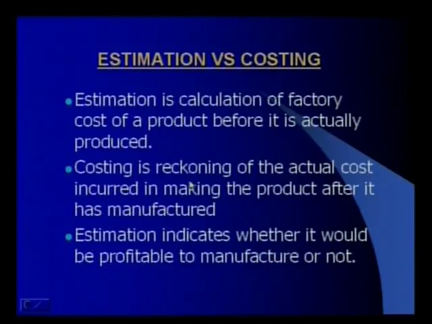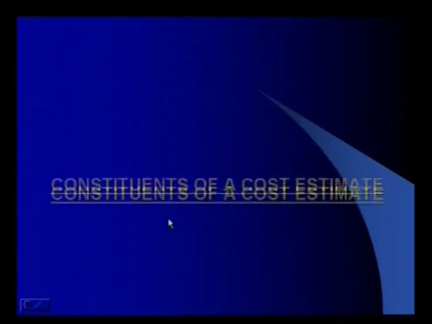Okay. Next, estimation and costing. What actually is estimation? Estimation is the calculation of the factory cost of a product before it is actually manufactured. So, estimation is done before the manufacturing of any product, whereas costing is the actual cost incurred on the product after the product is manufactured. That is, costing is done after the manufacturing.